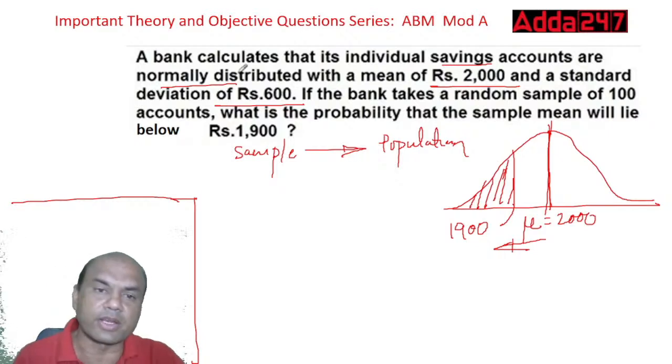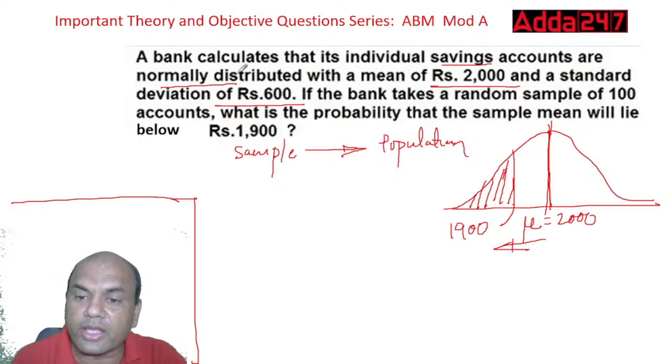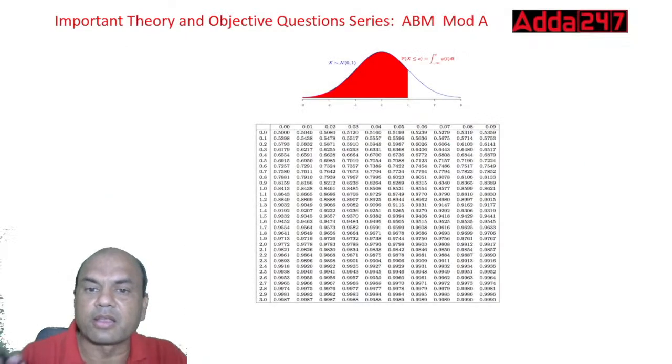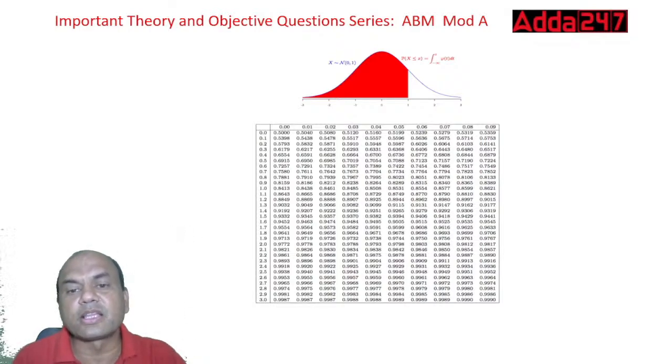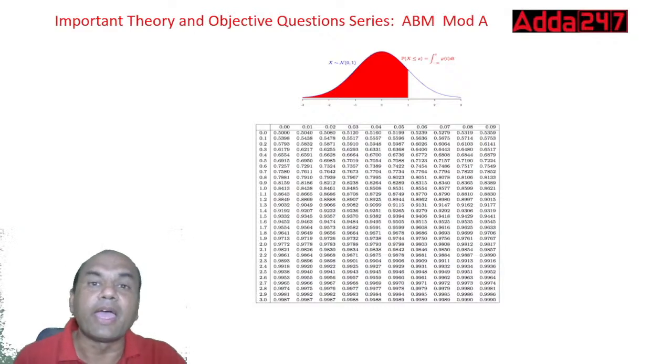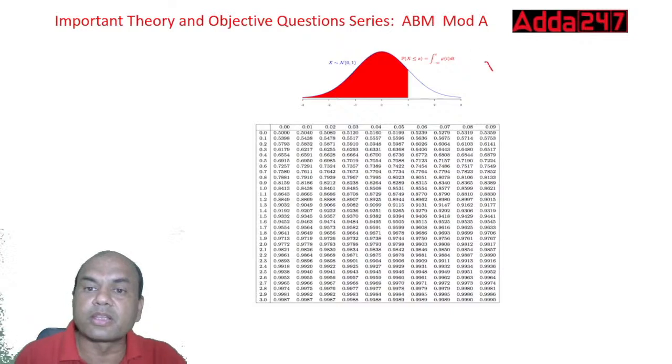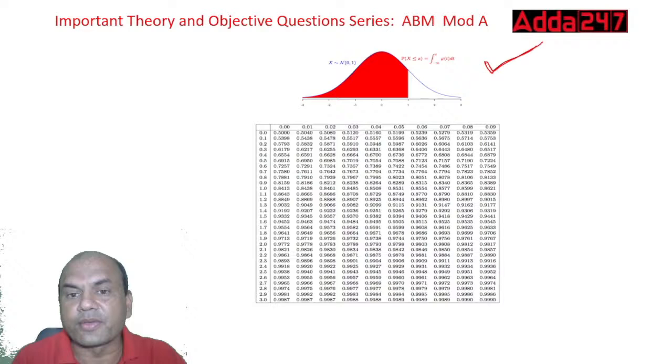This area we require. Now how to find out the area over here? Let me give you a hint. In the exam also, they'll give you this normal distribution table. What do you have to check? The upper figure over here. This figure is very important. If this figure is given this way, it means it is starting from this point and moving like this to the right side.